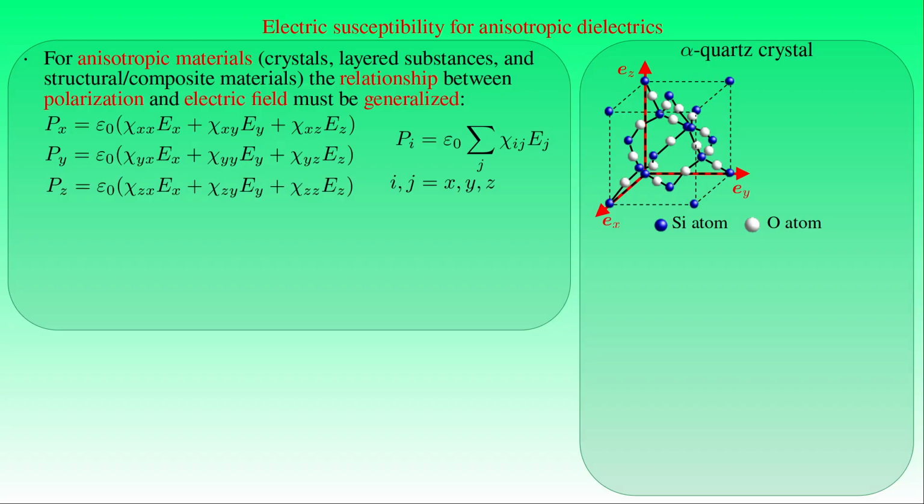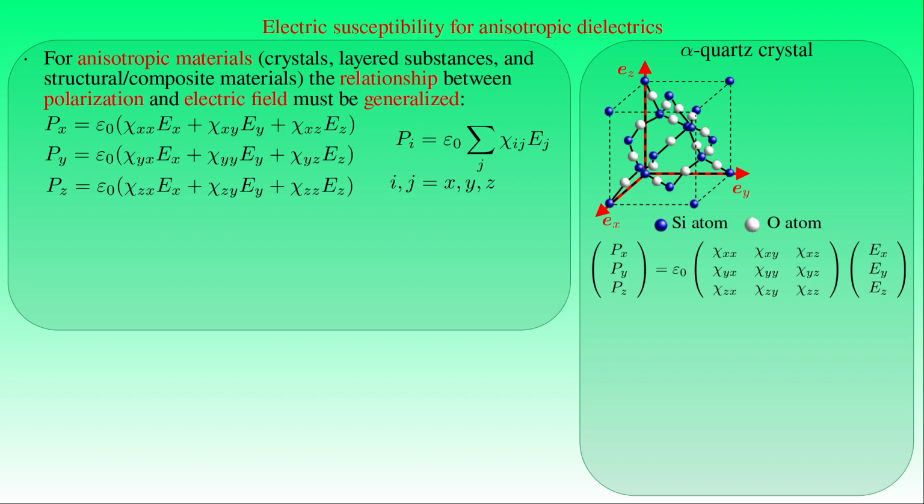If the unit vectors Ex, Ey, and Ez are oriented along the faces of the unit cell as seen in the figure, then the polarization vector and the electric field strength can be expanded in this basis, and we obtain the component equations shown on the left-hand side. These equations represent a single vector equation with a matrix-vector multiplication, where the polarization vector P is equal to epsilon naught times a matrix with the elements of the coefficients chi sub ij, times the vector of the electric field strength E.